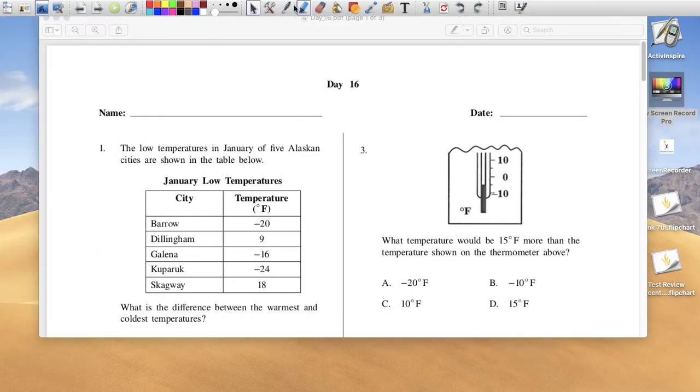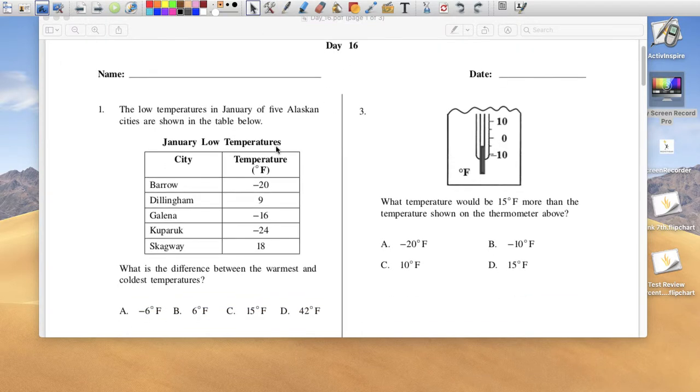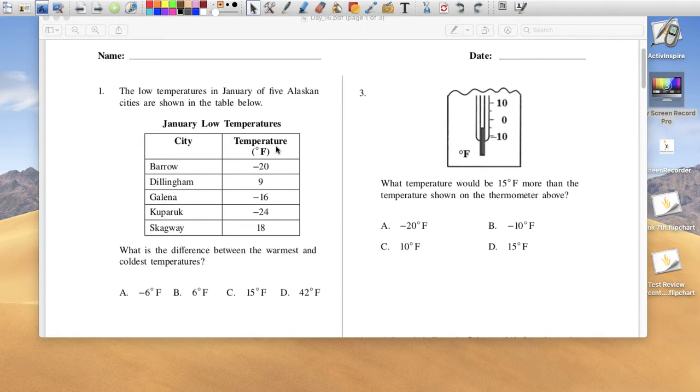Okay, here we go. Number 1, the low temperatures in January of 5 Alaskan cities are shown in the table below. What's the difference between the warmest and coldest temperature? The warmest temperature is the positive integer, the highest value, which makes it this one. And the lowest temperature is the negative integer, furthest to the left, which would be this one.